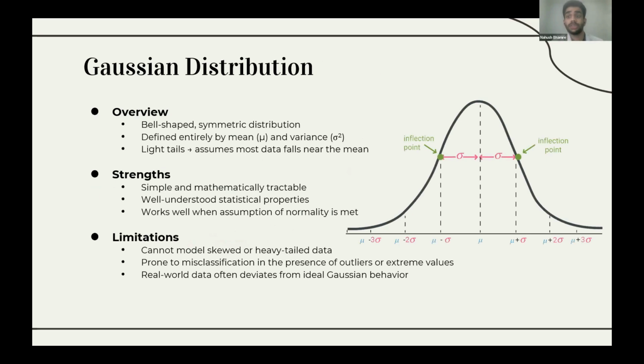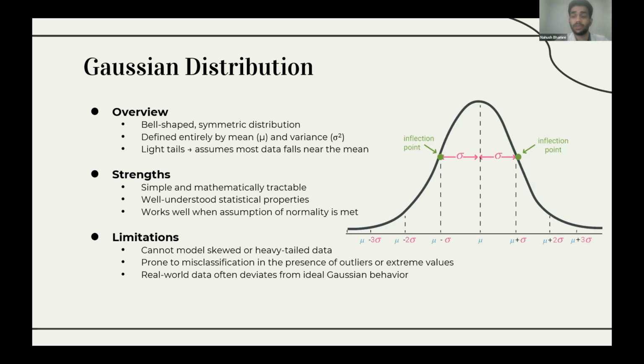The Gaussian distribution is more commonly known as the normal distribution. It is one of the most fundamental and widely used distributions in statistics and machine learning. It is characterized by its iconic bell-shaped curve, which is perfectly symmetric around the mean. The distribution is fully defined by just two parameters: the mean, which indicates the central tendency, and the variance, which controls the spread, the dispersion of the data.